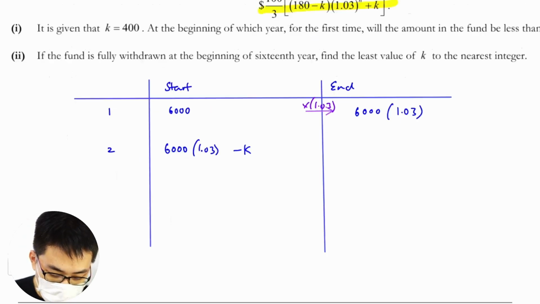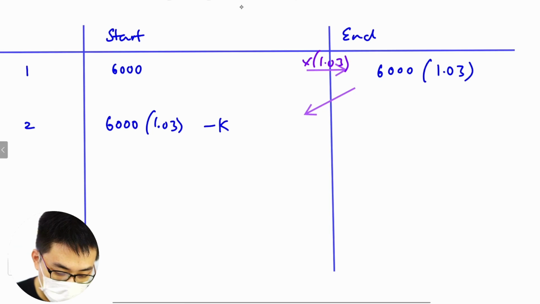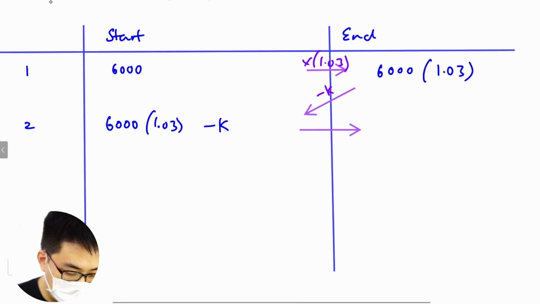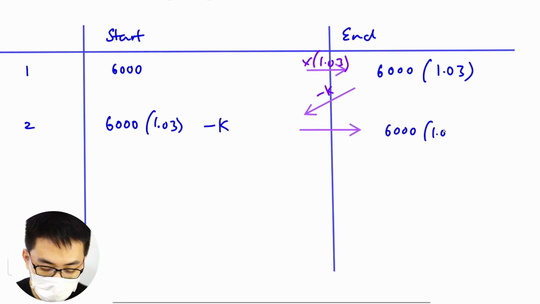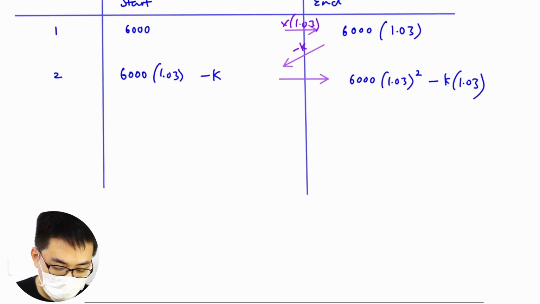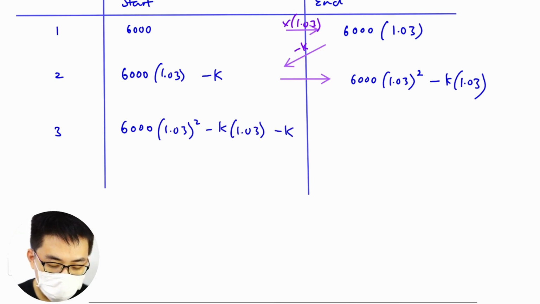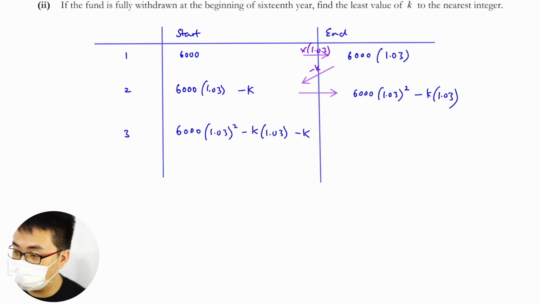Then subsequently, this one here is minus K. Then this one here is multiplied by 1.03. So when you multiply, this will be 6,000 times 1.03 squared minus K times 1.03. Then similarly for the third one, 6,000 times 1.03 squared minus K times 1.03, minus K. Then you just keep repeating until you can see the pattern.